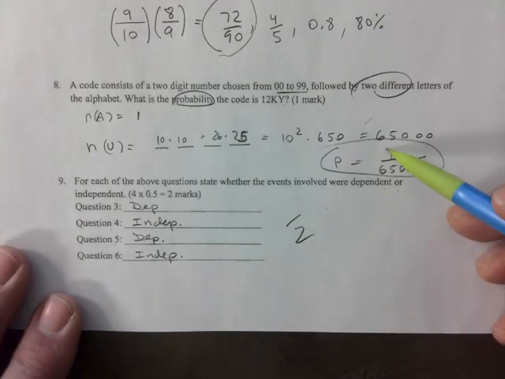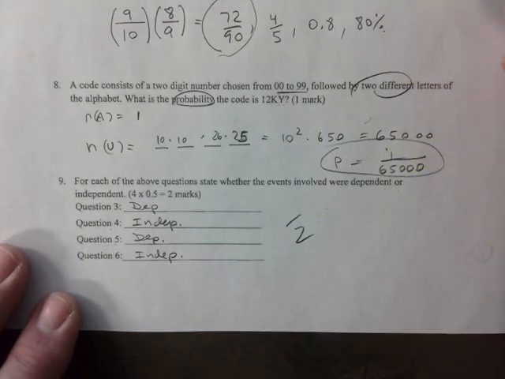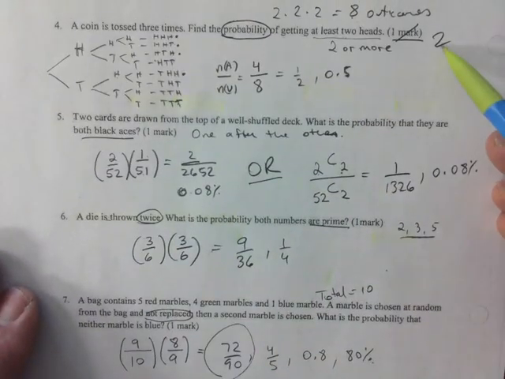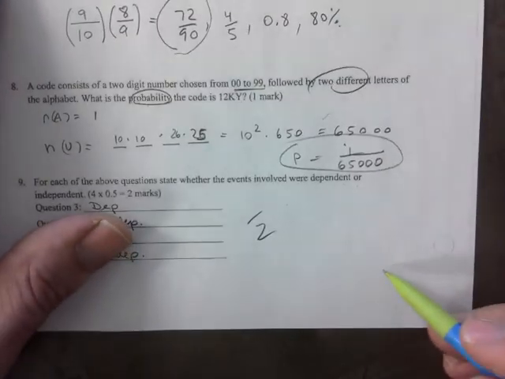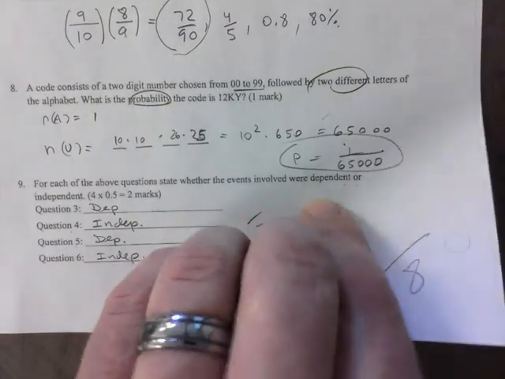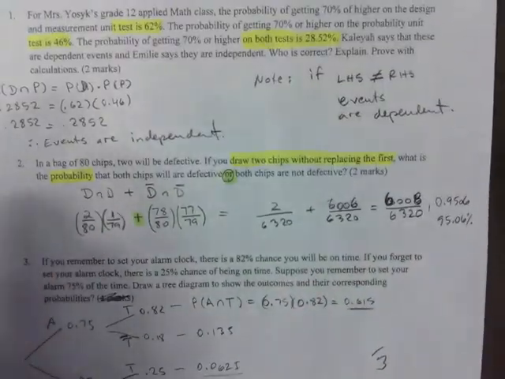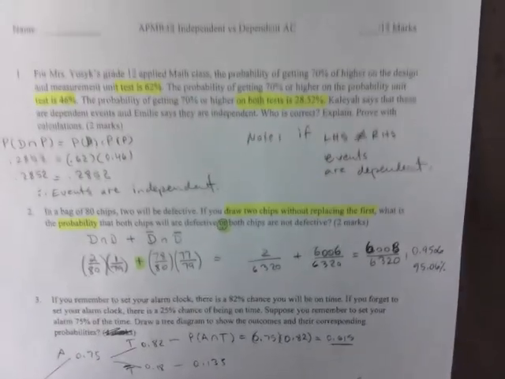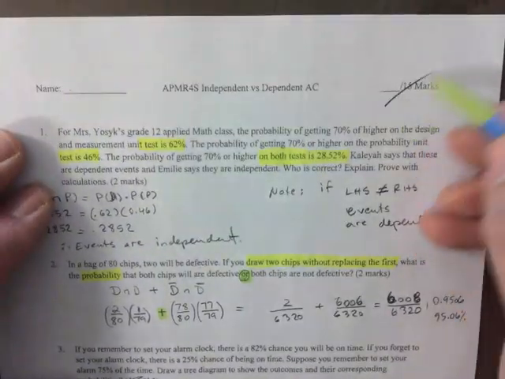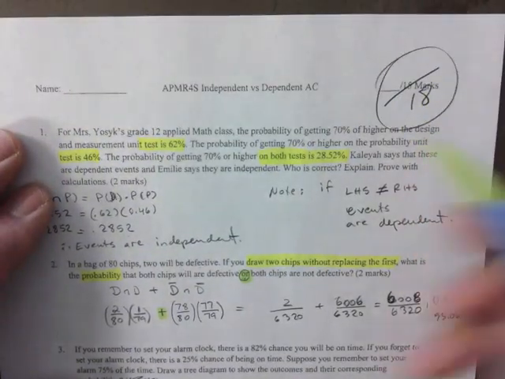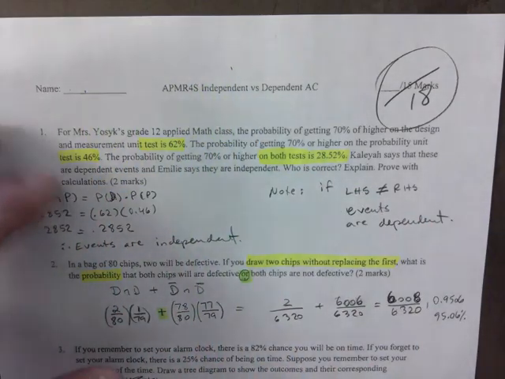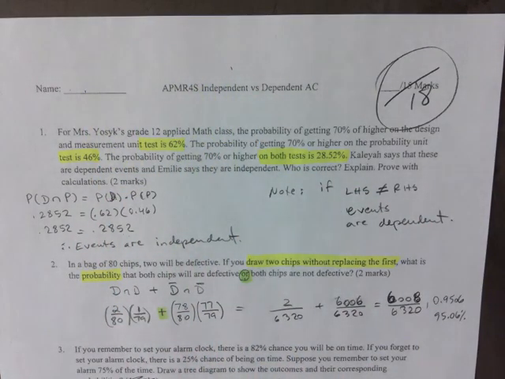So 2, 3, 4, 5, 6, 7, 8, because I made 4 out of 2, right? So the back is worth 8 marks. And the front is 10. So this thing is out of 18. Make sure your name and last name is on there. Today's date, the 26th, March 26th.